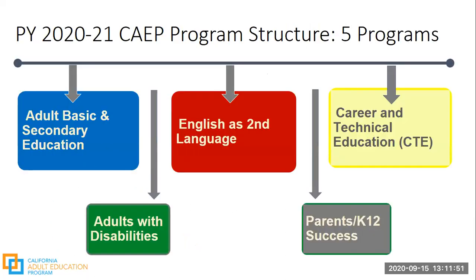So here's another way of looking at it where we have the 5 program areas. We have what we consider the 3 primary areas of ABE, ESL, and CTE. You can see that up there at the top. And then adults with disabilities and parents supporting K-12 success remain official programs. So that's, again, why we say we have 1, 2, 3, 4, 5 CAEP program areas right now.